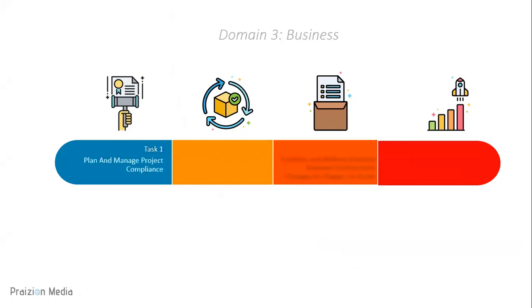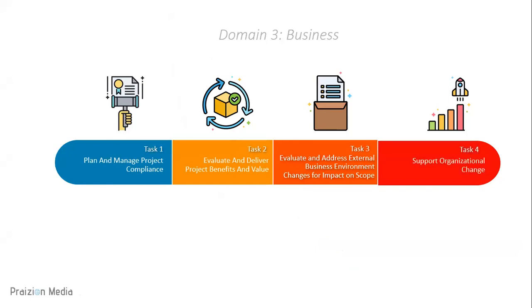First thing we have here is plan and manage project compliance. The second thing we have here is evaluate and deliver project benefits and value. Third thing we have here is evaluate and address external business environment changes for impact on scope. And last but not least, support organizational change.